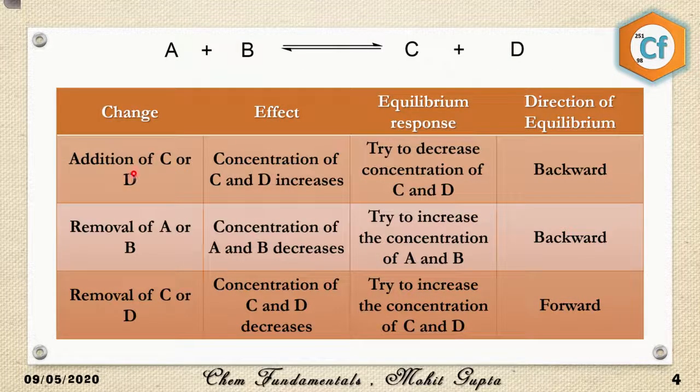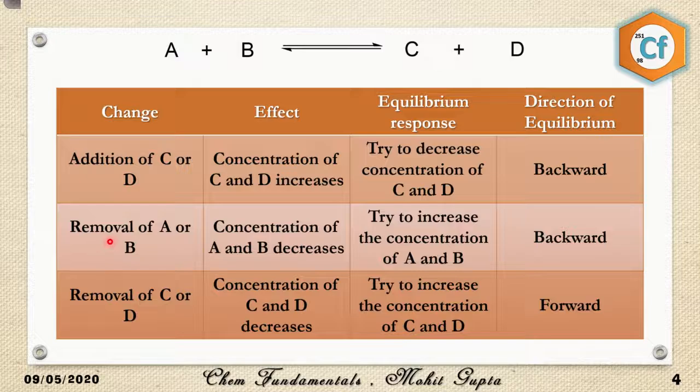Next, if I add C or D in this same reaction, then what would be the effect? The concentration of C and D would increase, obviously. Now, since the concentration of C and D has increased, what will equilibrium do? Equilibrium will try to decrease the concentration of C and D, and in order to do so, it will shift the equilibrium toward the backward direction.